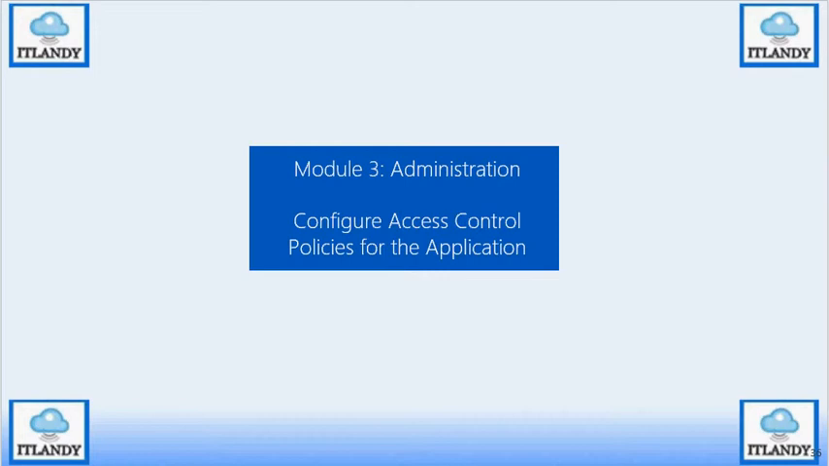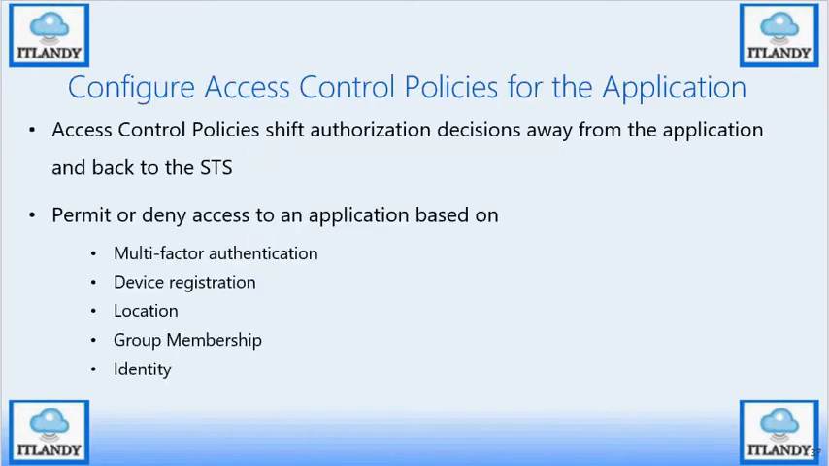Let's have a look at what we have for you today around access control, how we can configure access control, and so on. So access control policy shifts the authorization decision away from the application and back to the STS. It either permits or denies access to an application based on criteria such as identity, group membership, location, device registration, multi-factor authentication. I have been dealing with this a lot with access policy, and especially for applications.